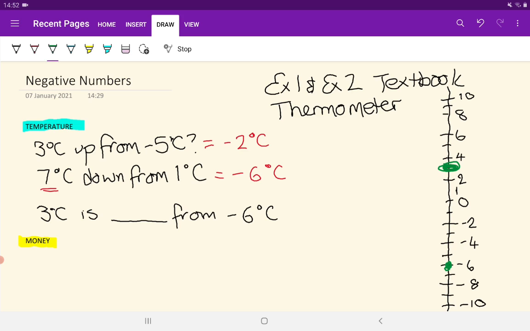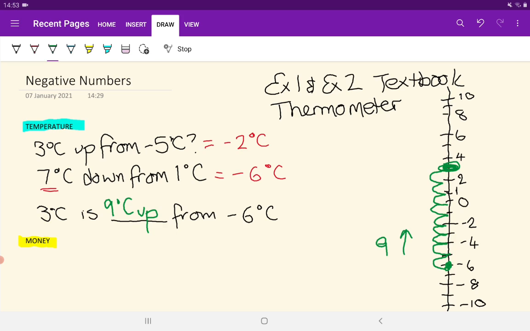So, how many jumps do we have? How many numbers are we going up? And some of you will manage this in your head, and some of you will want this little number line to help. So, we're going to -5, so that's 1. -4 is 2, 3, 4, 5, 6, 7, 8, 9. So it's 9, and we're going up the way, from -6 to 3. So it's 9 degrees Celsius up from -6 degrees.